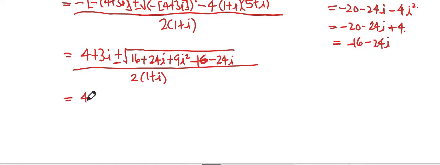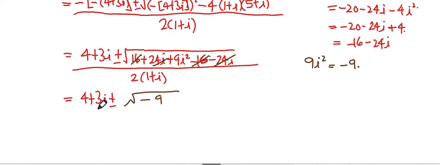So I have 4 + 3i plus or minus... the 16 and 16 are gone, and the 24i and 24i are gone. What's left is 9i², and i² is minus 1, so that will give me negative 9. So the square root of negative 9, over 2(1 + i). This is what I have here.